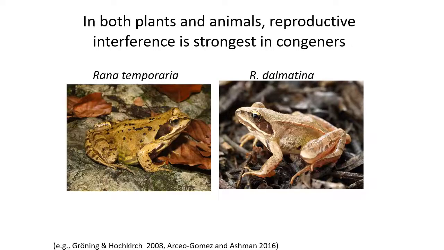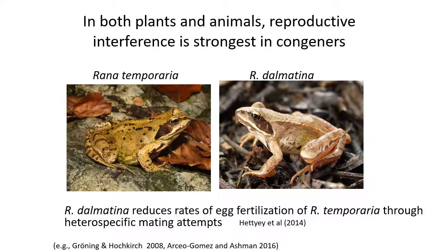I'm just going to go through it. So basically, in both plants and animals, reproductive interference is strongest in congeners. And what you have are situations where one species attempts to mate with the other species, and there are never any hybrid offspring produced. But there is a certain fitness cost to this heterospecific mating attempt. So in this case, Rana dalmatina attempts to copulate with Rana temporaria, which actually reduces the rates of egg fertilization of Rana temporaria and has significant fitness costs where they co-occur.